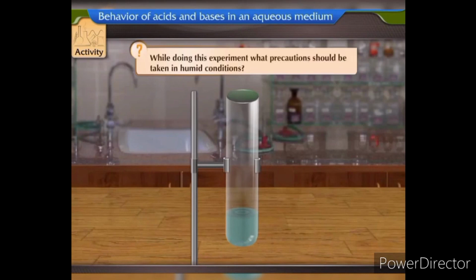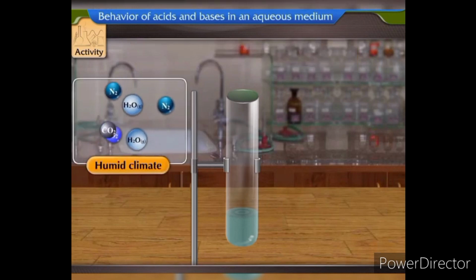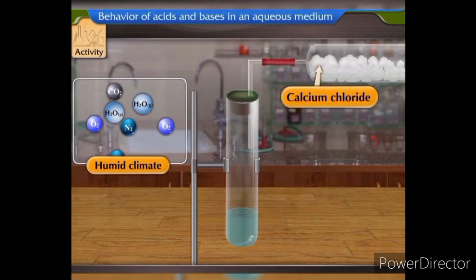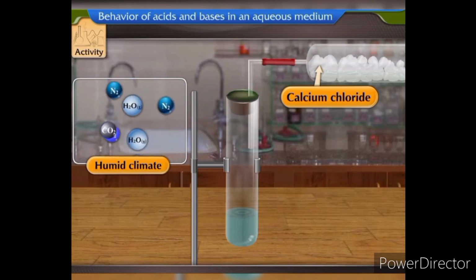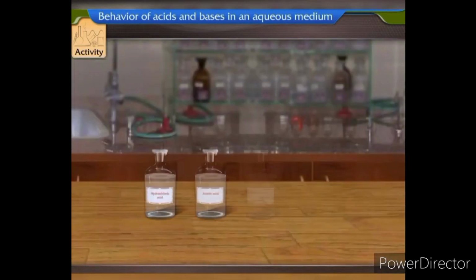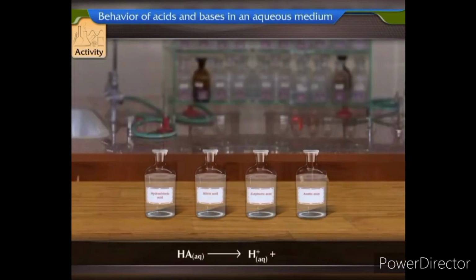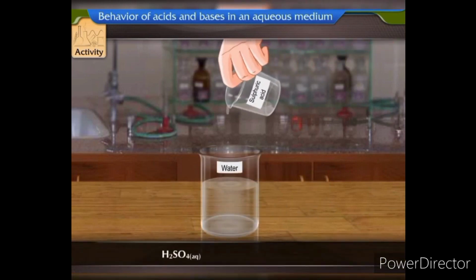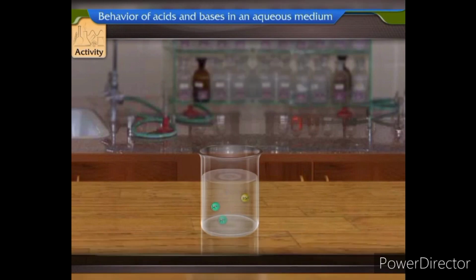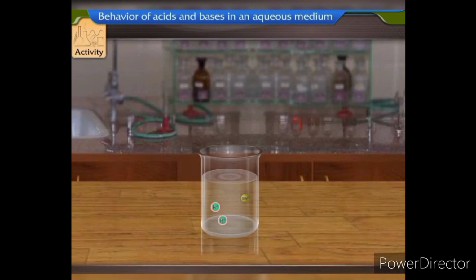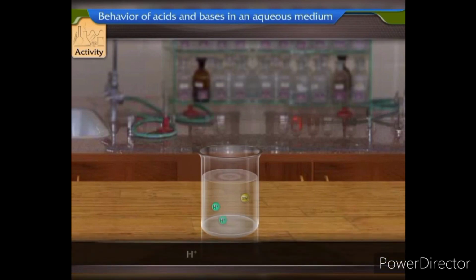While doing this experiment, what precautions should be taken in humid conditions? If the climate is humid, we will have to allow the gas produced to pass through a drying tube containing calcium chloride to dry the gas. All acids dissolve in water to produce hydrogen ions. For example, sulfuric acid dissolves in water to produce hydrogen ions and sulfate ions. These hydrogen ions cannot exist alone. They always combine with water to form hydronium ions.